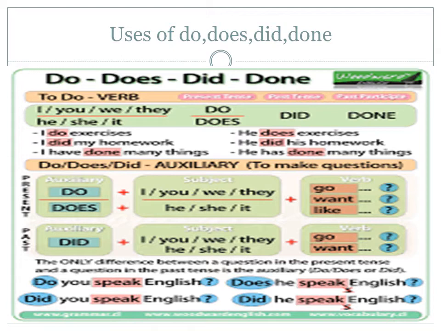The only difference between a question in the present tense and a question in the past tense is the auxiliary verb: do, does, and did. Do you speak English? is an interrogative sentence, and does he speak English? These are the present form. But when we talk about the past form, then we use did before the subject. Did you speak English or did he speak English? These are the interrogative sentences.